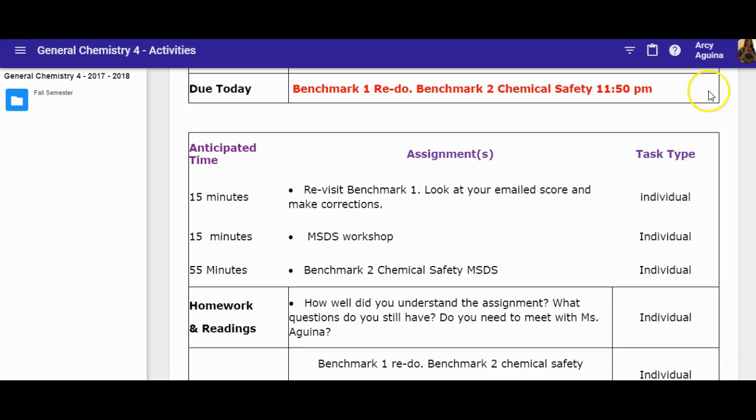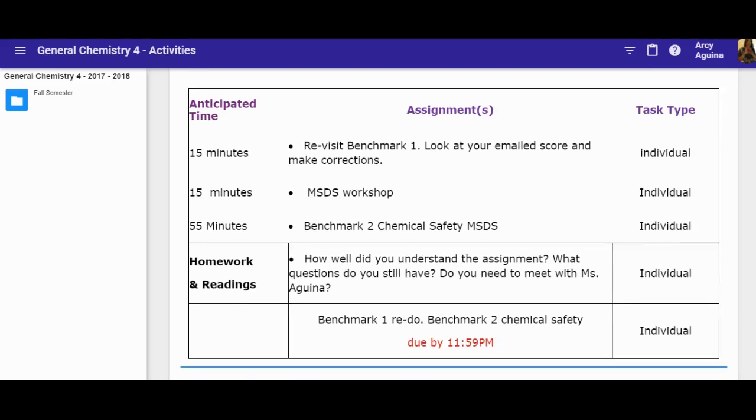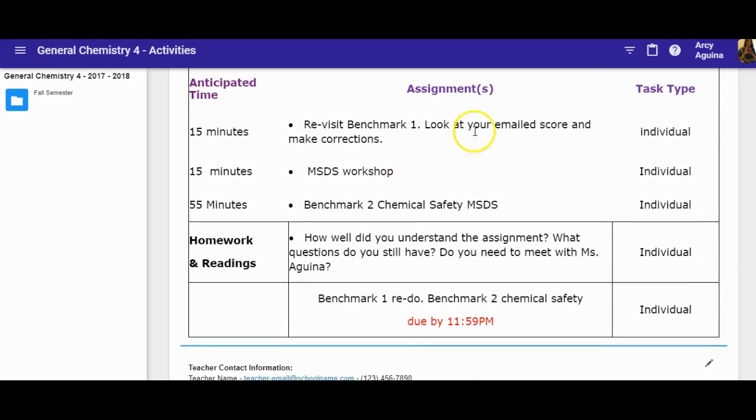And then you have a second benchmark, which is on chemical safety, which was one of your need-to-knows. So the first thing we're going to do is revisit benchmark 1. I emailed you your score. If you submitted the assignment, I emailed your score to whatever email you submitted for the Google document. Then we'll go over a quick workshop, and then you'll start benchmark 2. Both of these are due by 11:59 p.m. today.